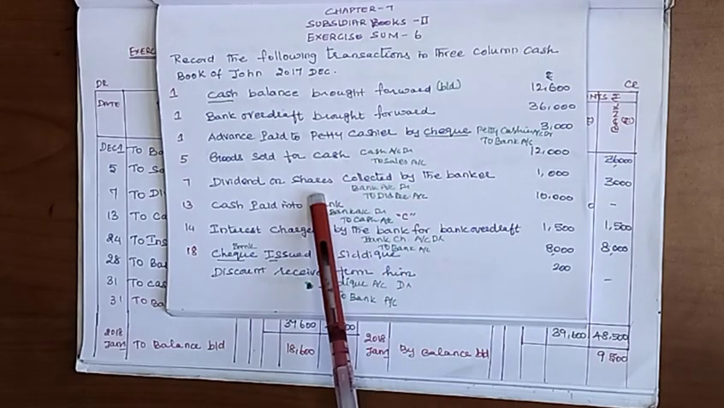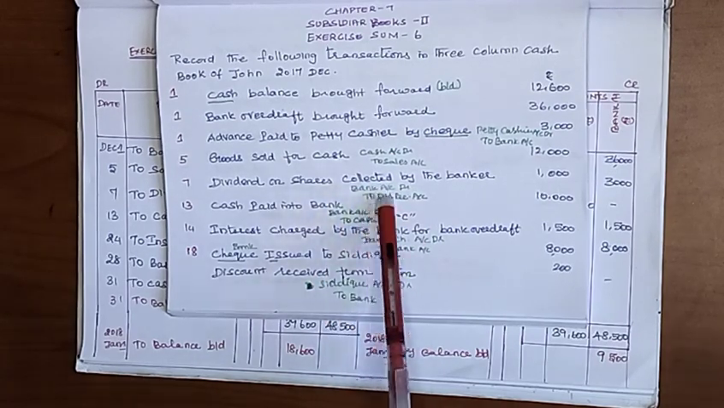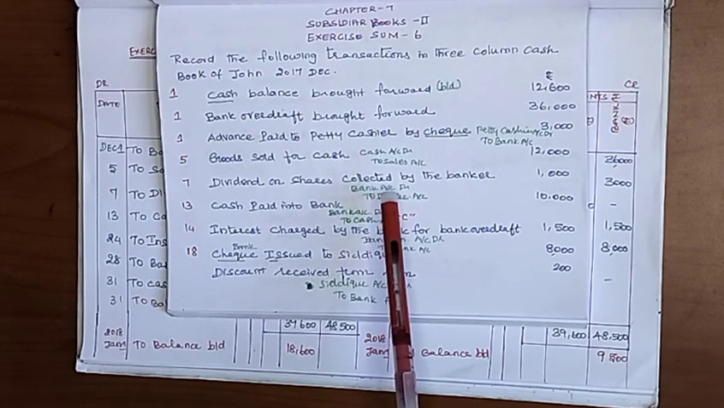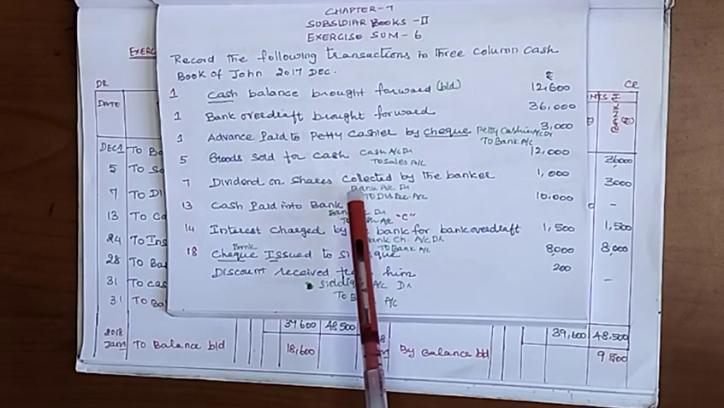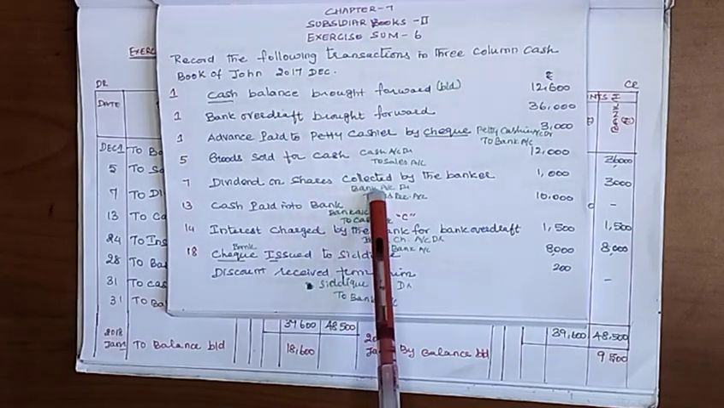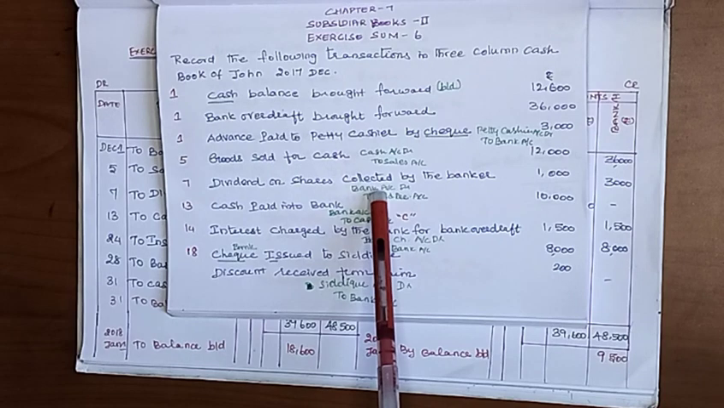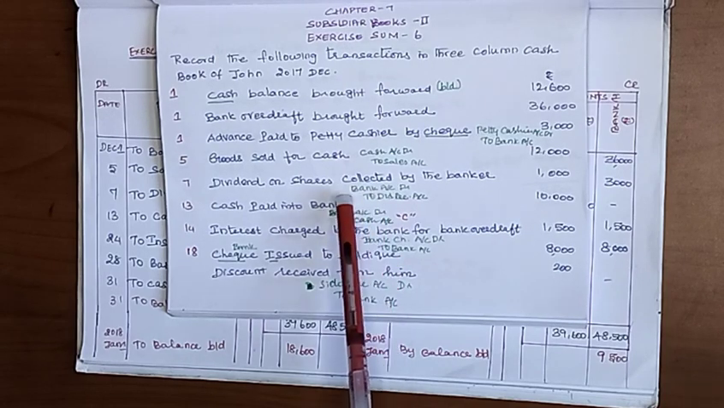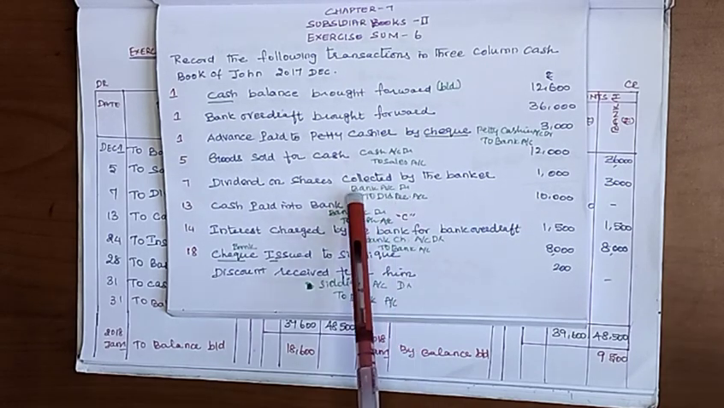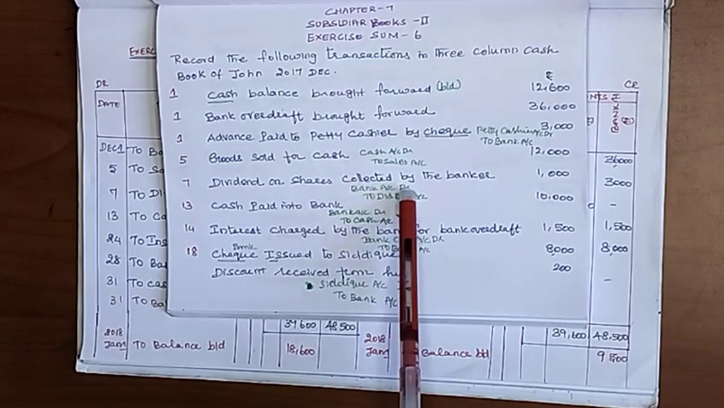How do you post this? What you have to see here is whether it is a bank account or cash account transaction. What does this transaction tell us? This transaction is related to the bank account. So where is bank? Bank is on the debit side. Bank account debtor means bank is on the debit side.